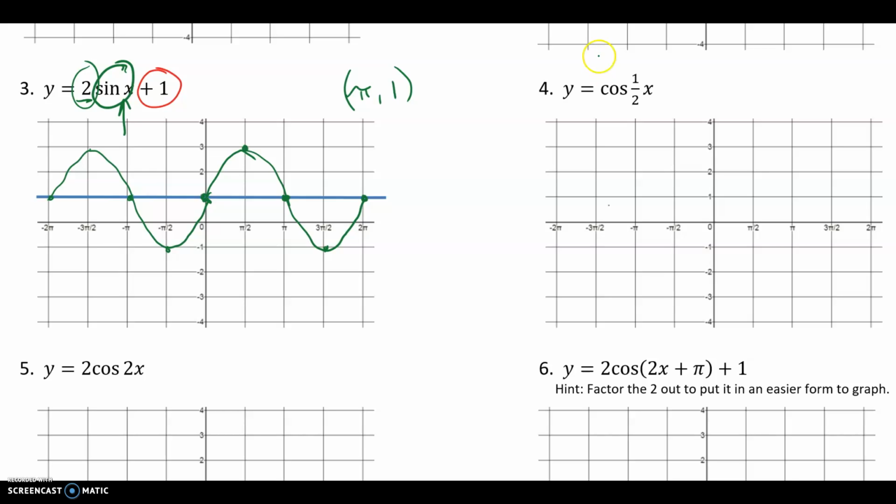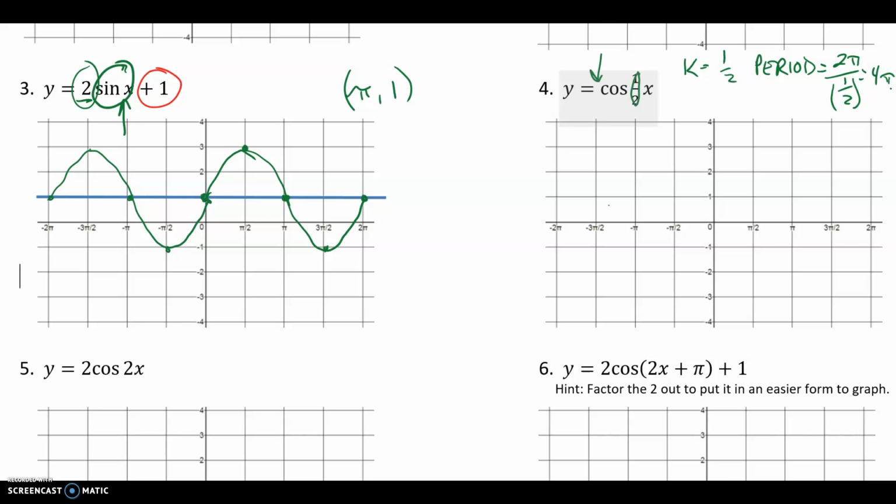Okay, let's take a look at number 4. In number 4, we see that the amplitude is going to be 1, goes up and down 1 from the center line. We're using cosine, and there's nothing added on, there's no plus h or anything there, so there's no vertical shift. But k is 1/2, and so the period is 2 pi divided by 1/2, so the period is 4 pi.